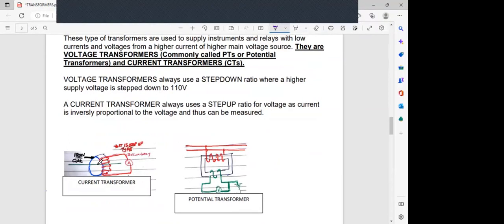voltmeter. Your current meter can also go directly, and you have a winding. You would have seen, if you open the MSB, you would have seen that, and then it is taken directly to your ammeter.